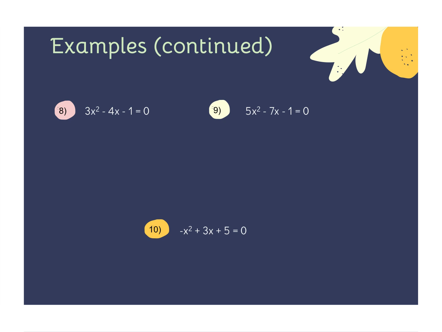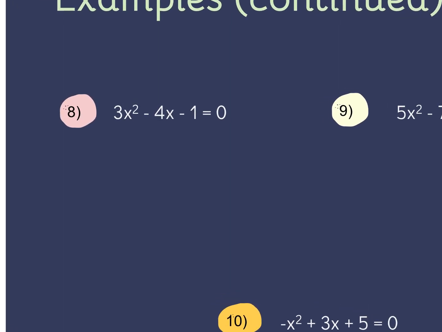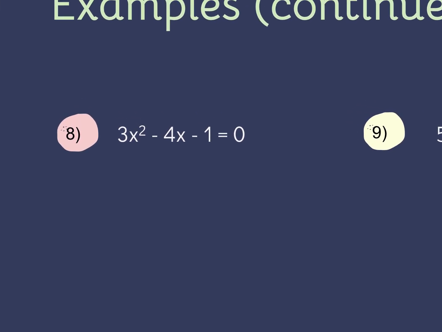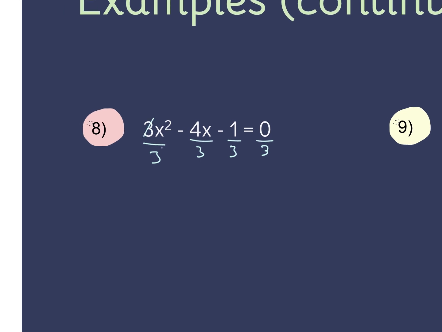All right, let's finish up with these last three examples. So number 8, just like the others, we want to get rid of that 3 in front of that x squared. So the first thing we want to do is divide everything by 3, and then cancel everything out. We should get x squared minus 4 over 3 x minus 1 over 3 equals 0 over 3, which is just 0.